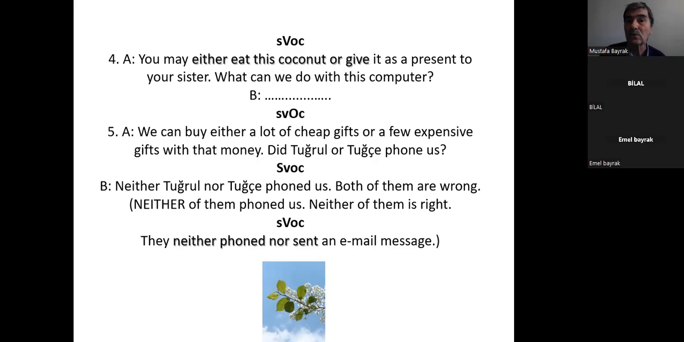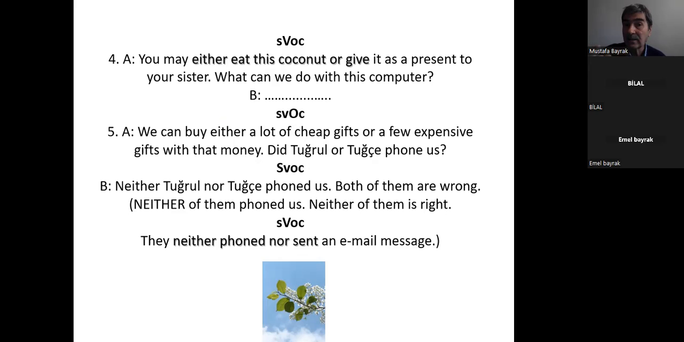What can we do with this computer? You can either give it to me. You can either give or lend this computer. Okay. Now here again, object, either object or object.